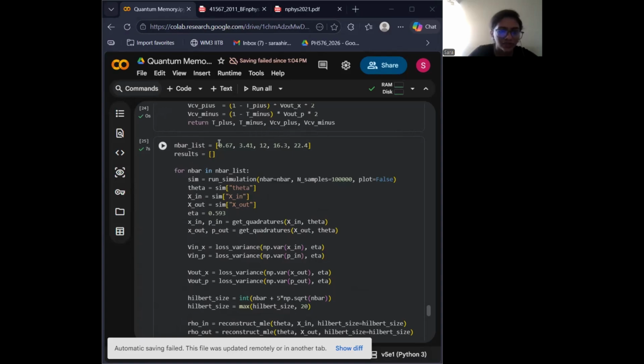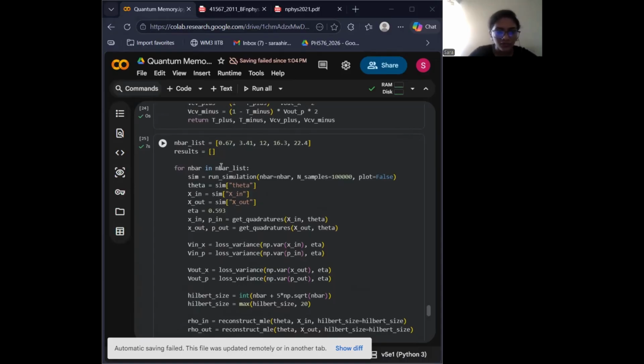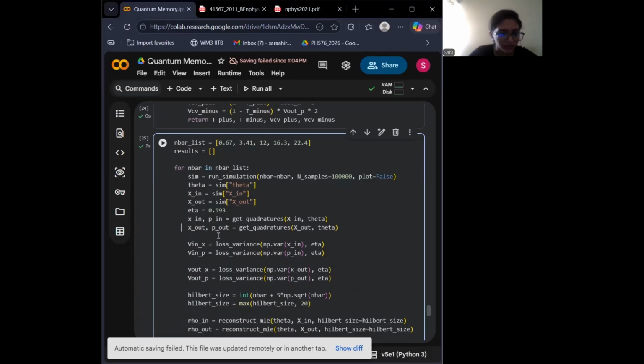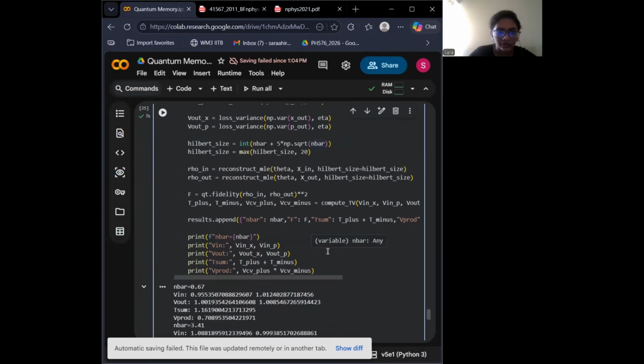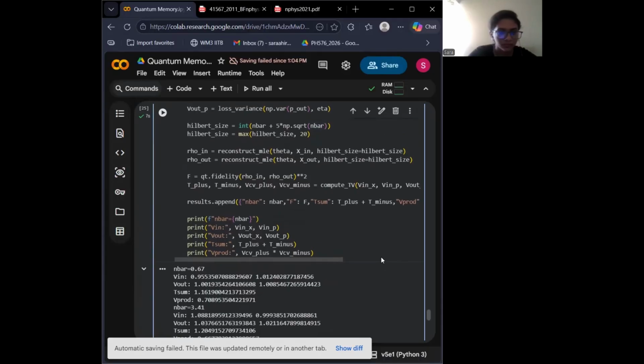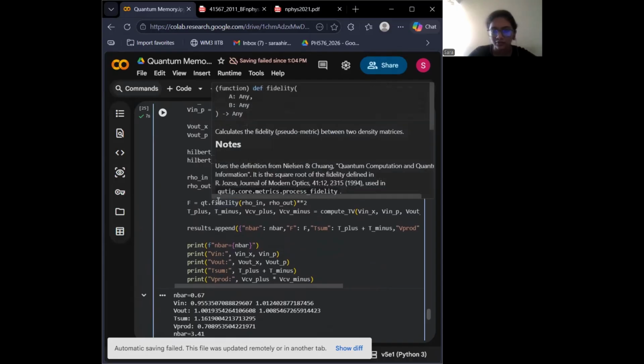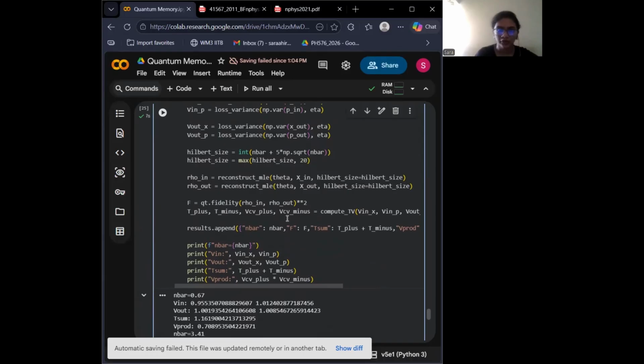Initially, you're taking a set of values of n bar, which is the mean photon number, and working out for each of them with a constant eta, as we defined earlier. For each of those values of mean photon numbers, we need to change the size of the Hilbert space, so I'm changing that dynamically with the photon number n bar. Given that, we calculate the fidelity using the Qutip function, which is the square of the trace of the square root of rho L times rho out times the square root of rho L. Yeah, the formula that we spoke about earlier.